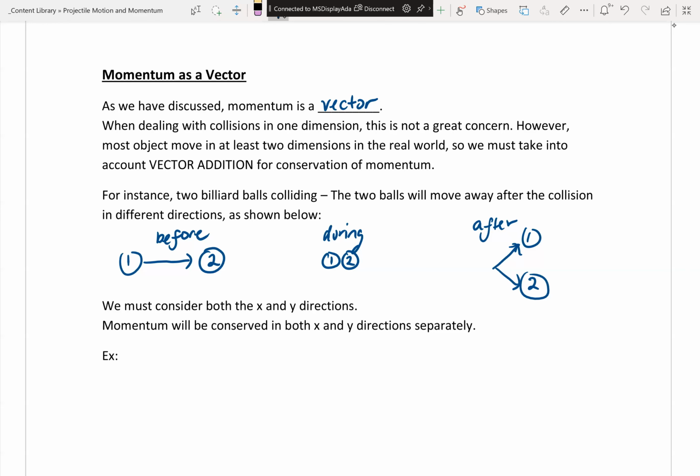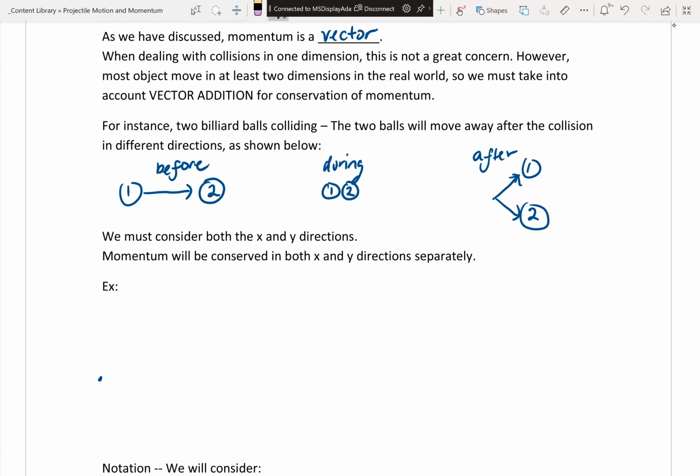So this means we need to consider both the x and y directions. Momentum will be conserved in both the x and y directions separately. So here's an example of momentum as a vector. I'm going to call this P, and the direction is some angle. Let's just say P is 25 kilograms times meters per second, and our angle is 40 degrees. And then let's find the x and y components.